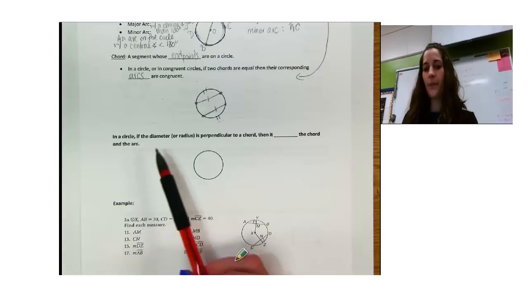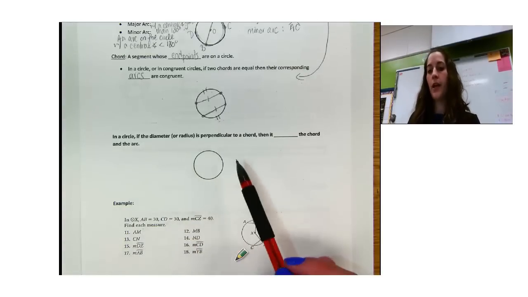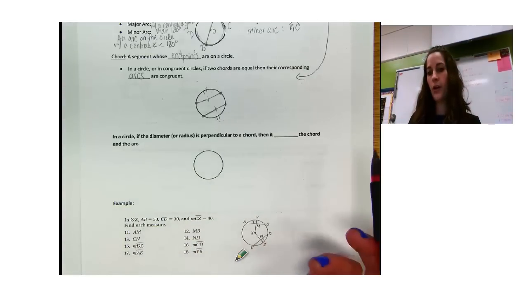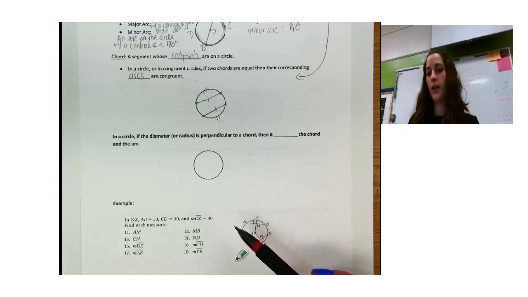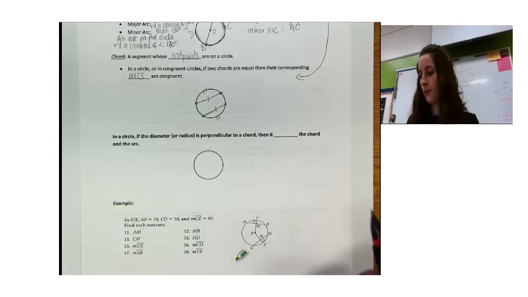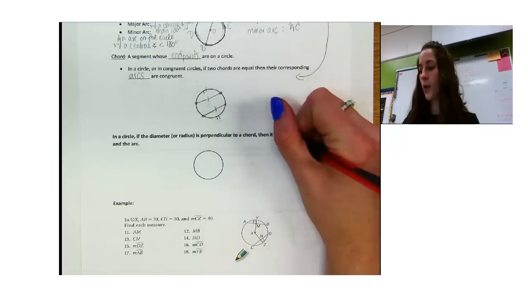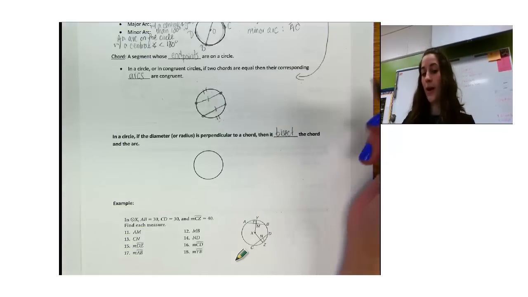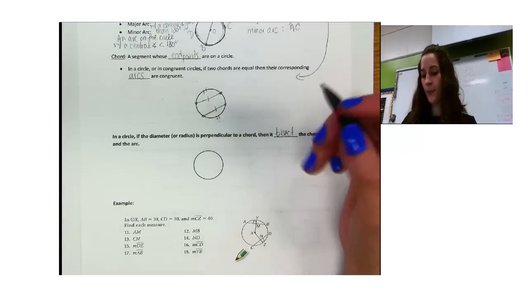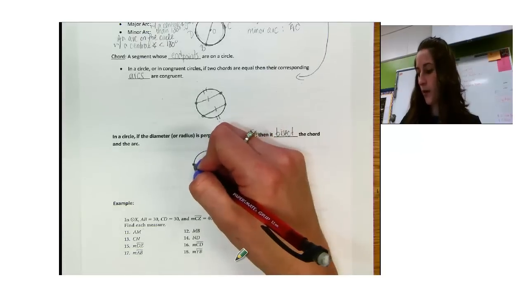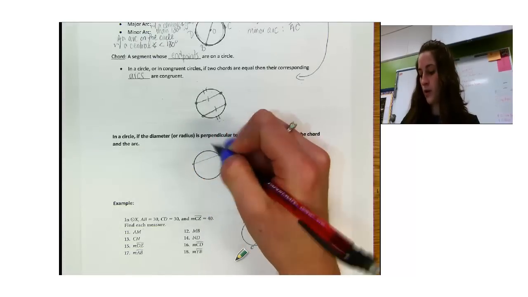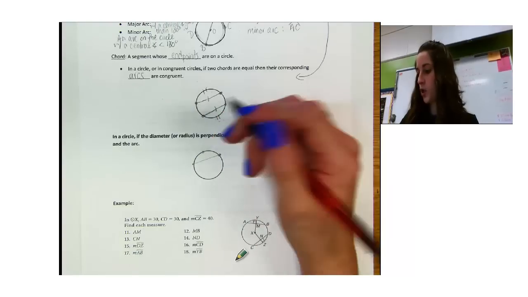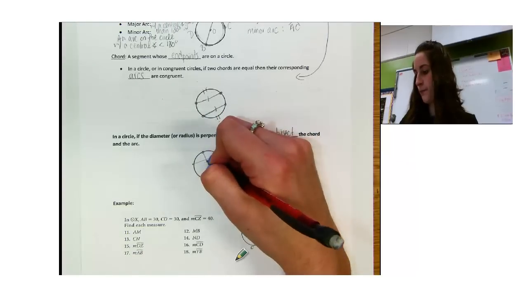In a circle, if the diameter or radius is perpendicular to a chord, then it bisects the chord and the arc. And now remember, bisect means it's going to cut it in half. So let's draw an example here. We have a chord. Let's draw a diameter.